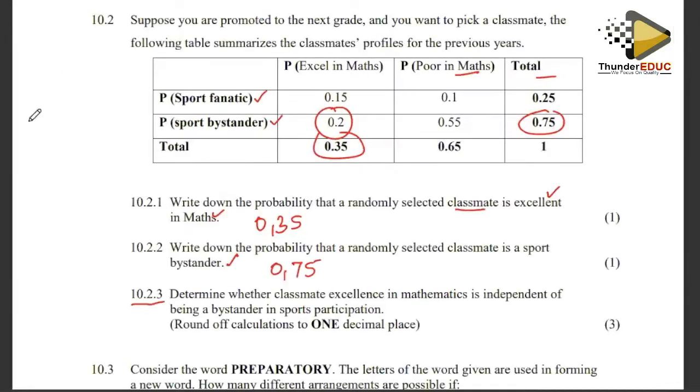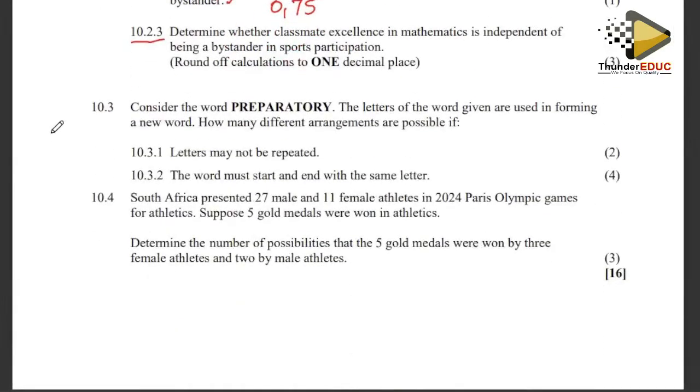Then now 10.3, we have this word, preparatory, and the letters are used to form new words. How many different arrangements are possible if letters may not be repeated? So if we are not repeating any letters, how many letters do we have? It's 1, 2, 3, 4, 5, 6, 7, 8, 9, 10, 11. So we're going to say 11 factorial.